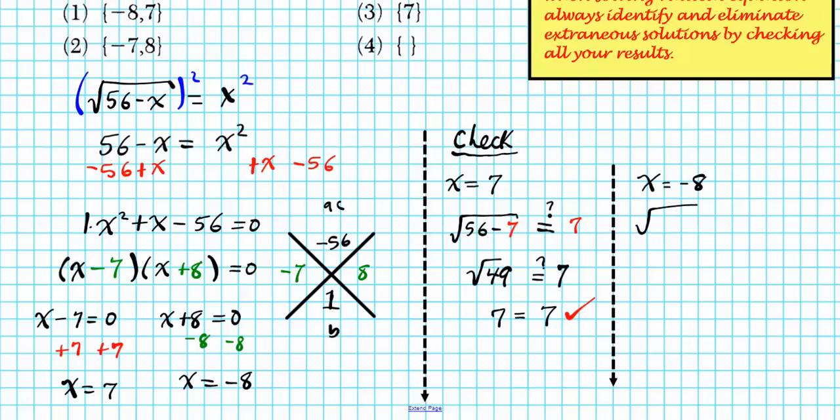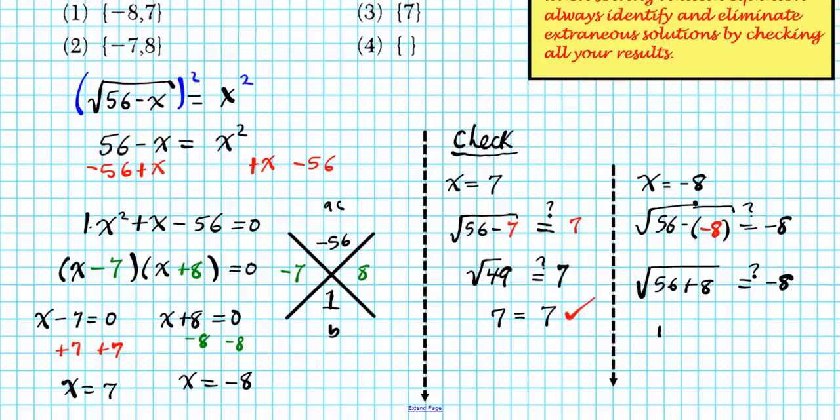Plug that in and ask yourself, is the square root of 56 minus negative 8 equal to x, which is negative 8 in this case? Is this true or false? Put a question mark there because we're unsure. Now we have a minus and a minus, so that becomes a plus. So we have the square root of 56 plus 8. Is it equal to negative 8? That's the question.